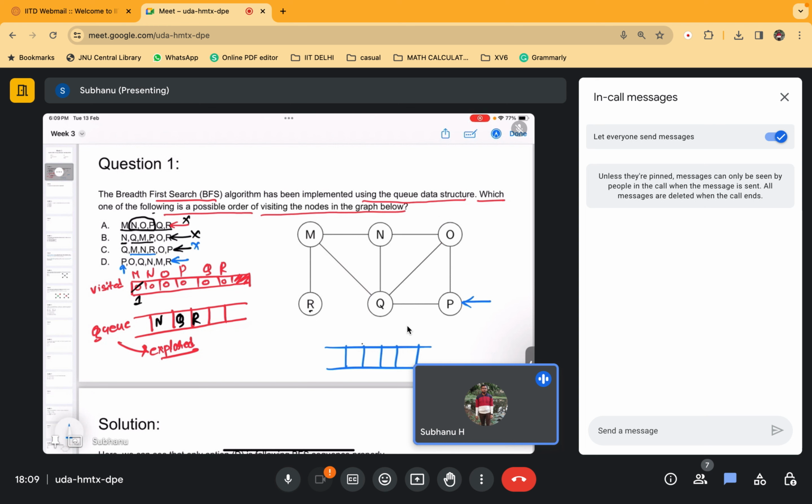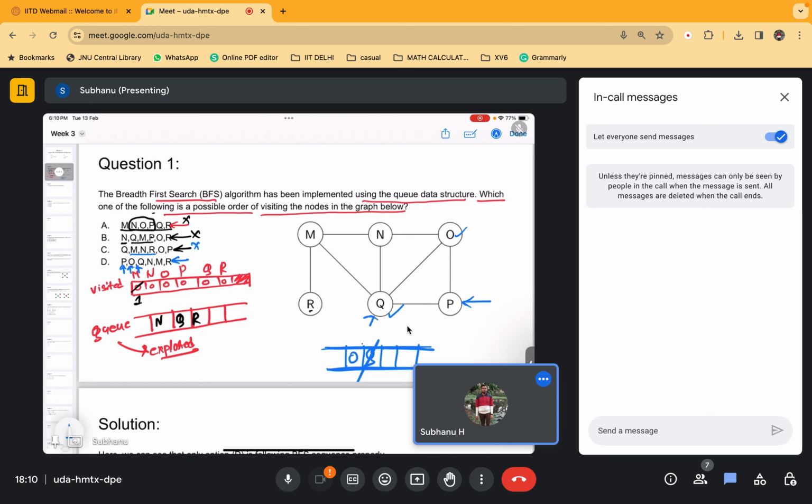In one hop distance, we have O, Q. Okay, O and Q is fine. So if you go to Q, from this queue, basically, we will be taking one node and exploring their neighbors in one hop distance. So next we will be going to Q.